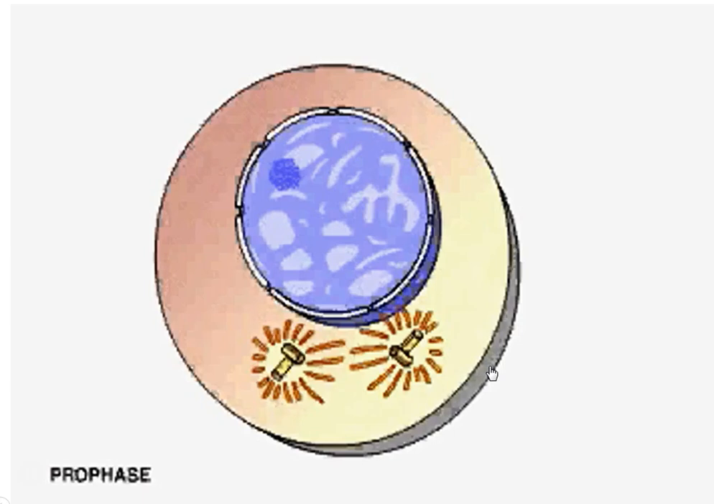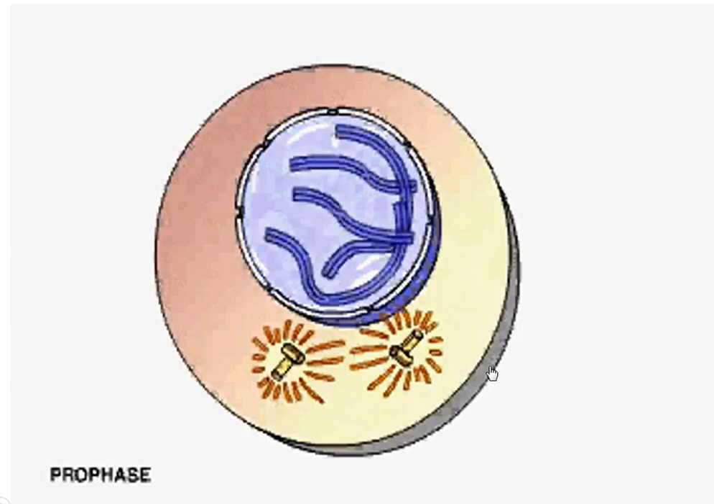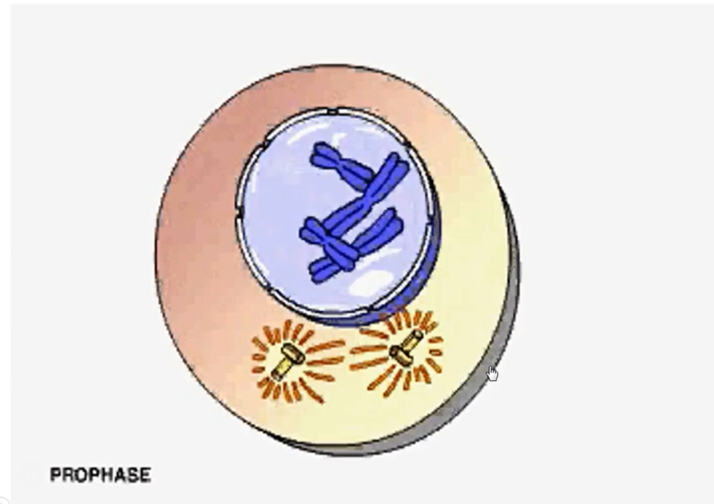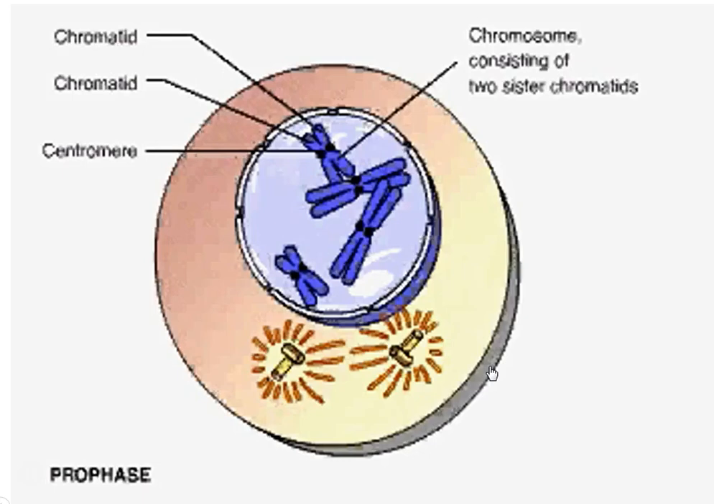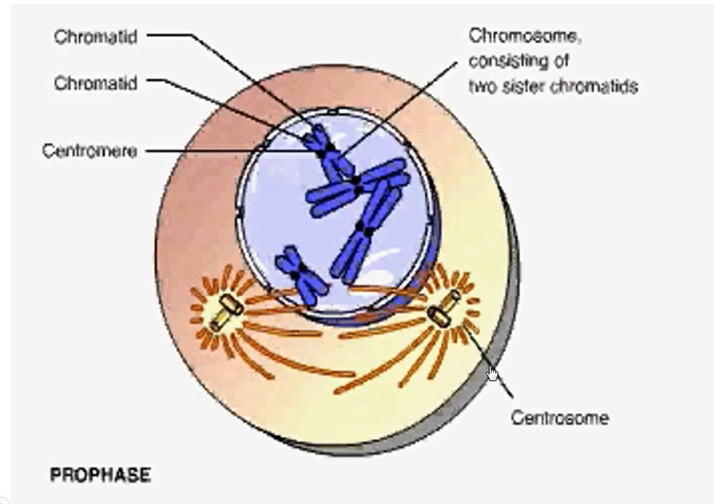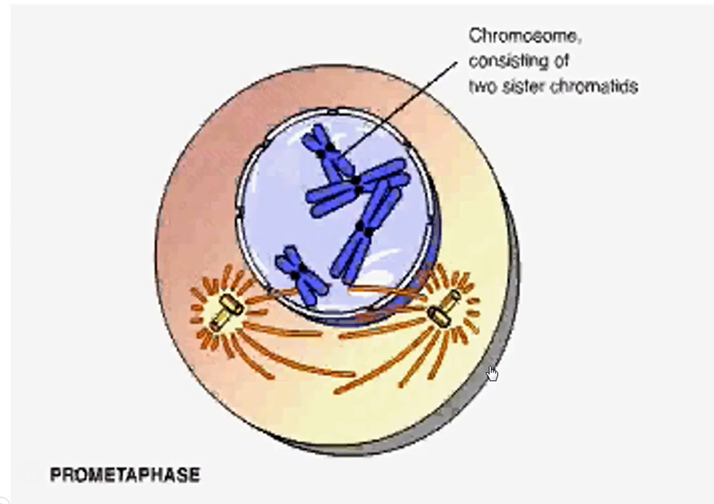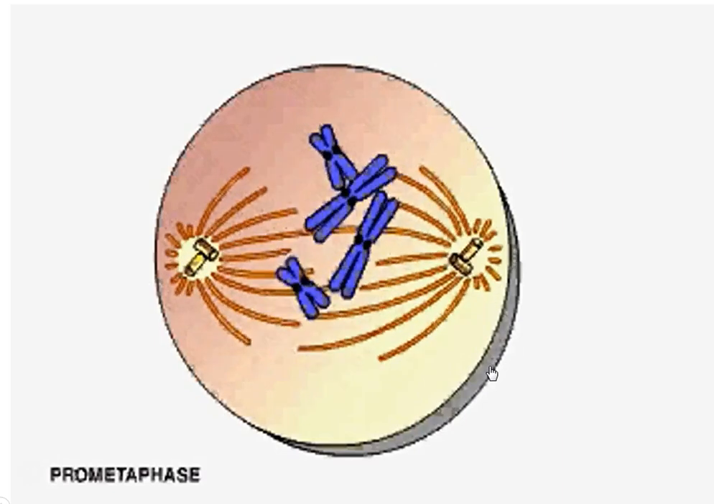During prophase, the nucleoli disappear and chromatin fibers coil up to become discrete chromosomes. Each chromosome consists of two identical sister chromatids, joined at the centromere. Microtubules grow out from the centrosomes, initiating formation of the mitotic spindle. During prometaphase, the nuclear envelope breaks into fragments.